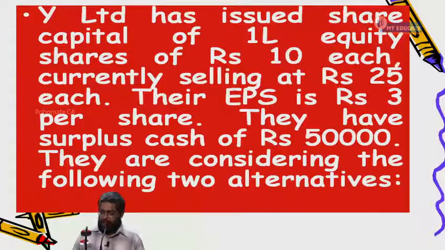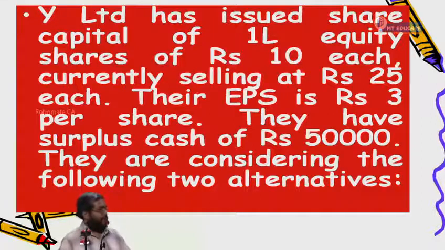Or they can also go for what? Buyback. Right or not? They have to buy back at the market price. Otherwise, nobody will sell. The market is at 25. If they ask for 24, shareholders won't sell back to the company. So they have to buy back at how much? 25 rupees. These are the two options the company is having. Everybody respond yes or no.